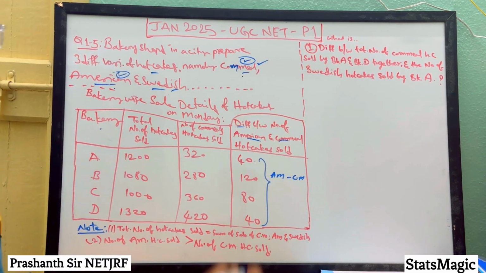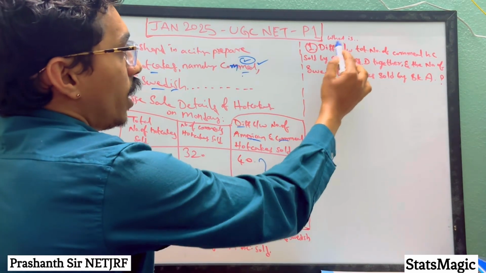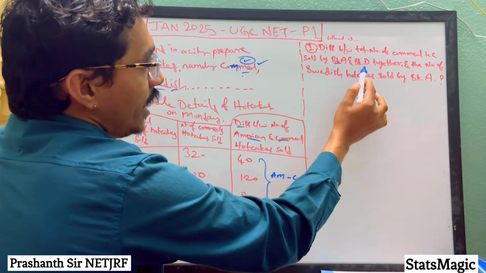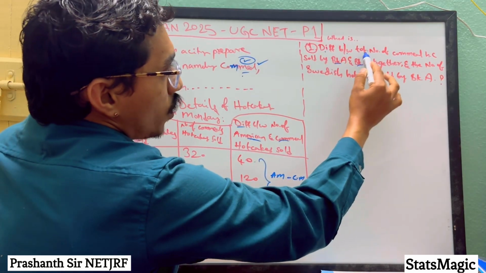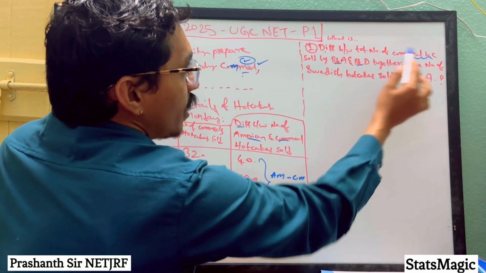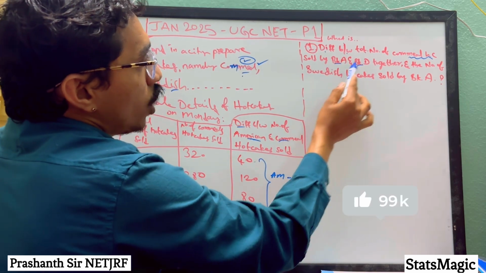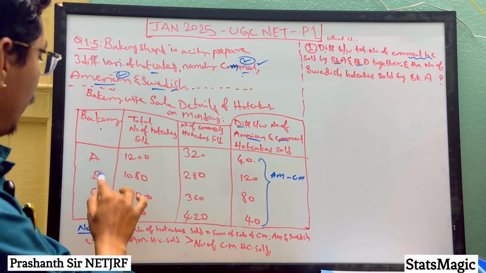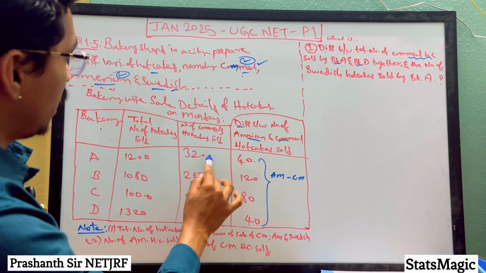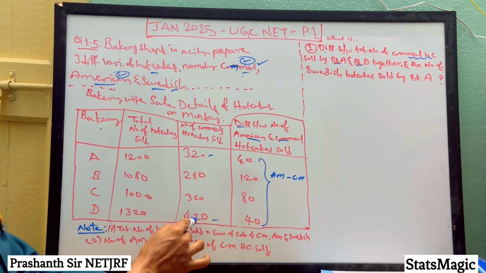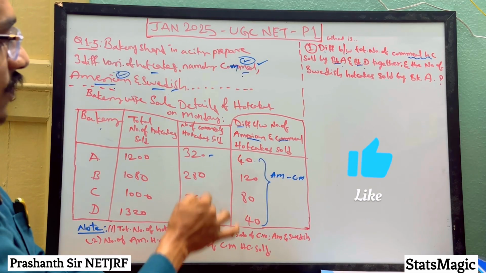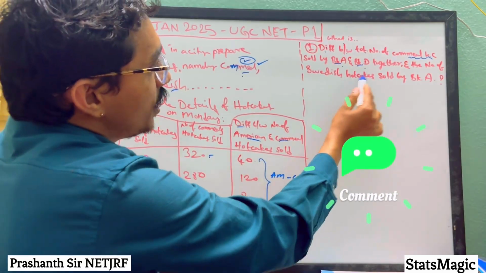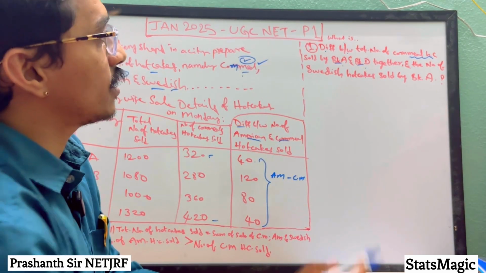Now let us solve the first question here. They are asking what is the difference between the total number of cornmeal hot cakes sold by bakery A and bakery D together. Cornmeal hot cakes sold by bakery A and D together. The number of cornmeal hot cakes sold is 320 and 420. A is 320, D is 420, because cornmeal hot cake sales they have given directly. Together we have to add them. And Swedish hot cakes sold by bakery A. Please understand the question.